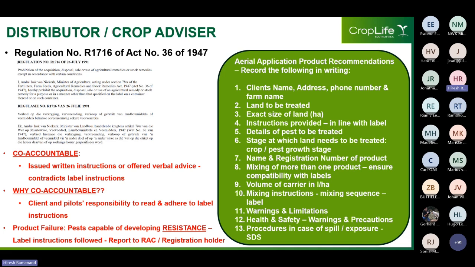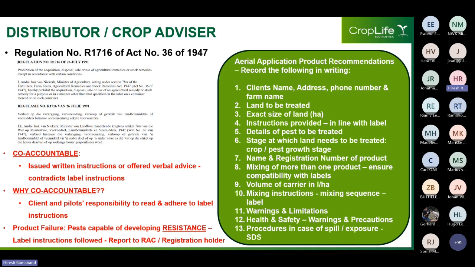Now, the distributor or crop advisor cannot be held accountable for the failure of a product, crop damage, human impact, or environmental impact caused by the product if it was not applied strictly according to label instructions and advice that was offered in full compliance with label instructions. This is since the distributor or crop advisor has no control over the application of the product supplied unless it is done by one of their own staff, which is unlikely to happen unless those staff members are registered pest control operators.